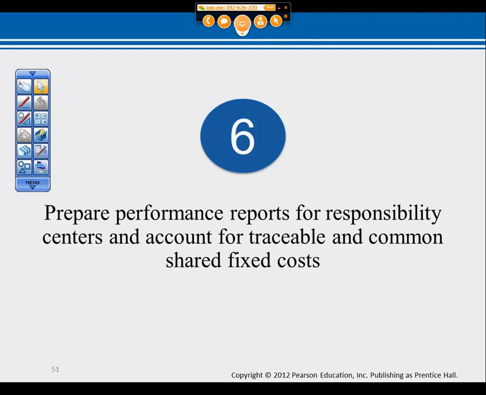Okay, so objective 6. What we learned today, we'll learn how to prepare performance reports for responsibility centers, and account for traceable and common shared fixed costs.